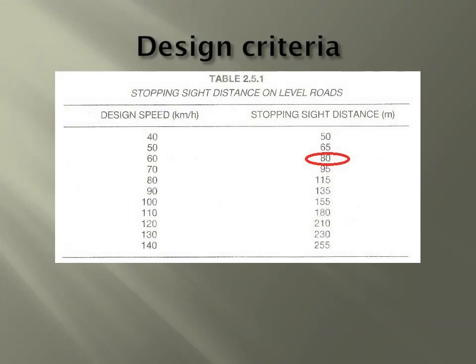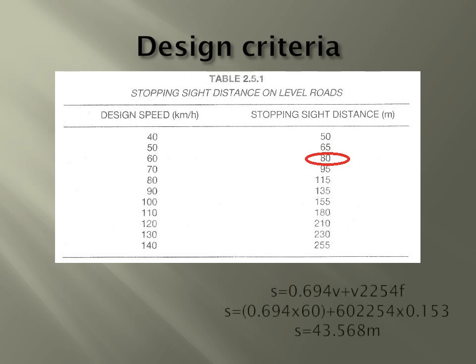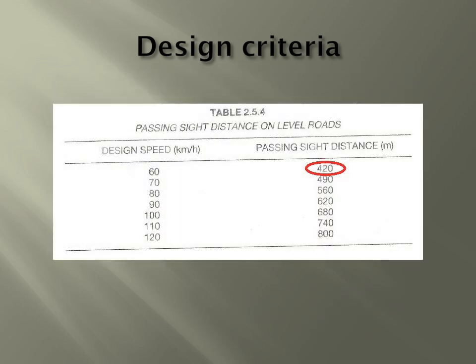I have used TRH17 to design the upgraded road. The road will have a speed limit of 60 km per hour like the existing one. According to TRH17, the stopping sight distance needs to be below 80 meters. Mine is calculated as 43.5 meters. According to TRH17, the passing sight distance needs to be a minimum of 420 meters at a design speed of 60 km per hour. Mine was calculated above 500 meters according to the Civil 3D program I've used to design the road.